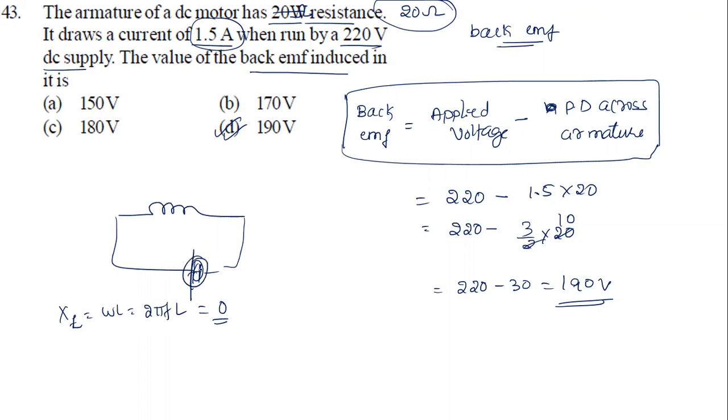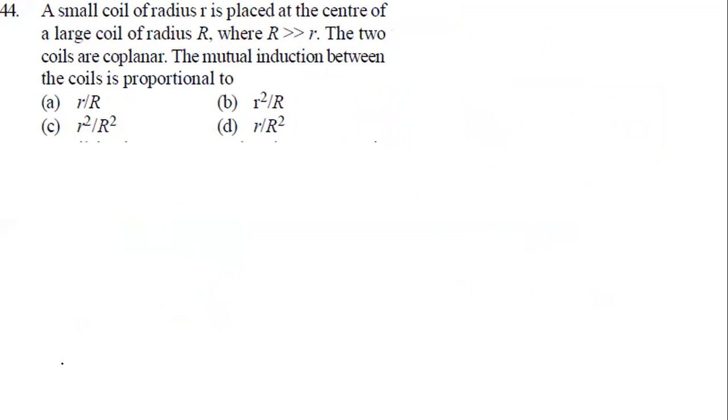Now if I connect an AC to this, what will happen? As we connect AC, it will keep changing the magnetic flux. The change in magnetic flux will give us an induced EMF in this, what we call self-inductance. Then the EMF is going to develop, and this EMF is going to oppose the further developing current. That is what we call back EMF. Okay, that's how we get it, by this formula: applied voltage minus the potential difference developed across this coil. Okay, that's question number 43.